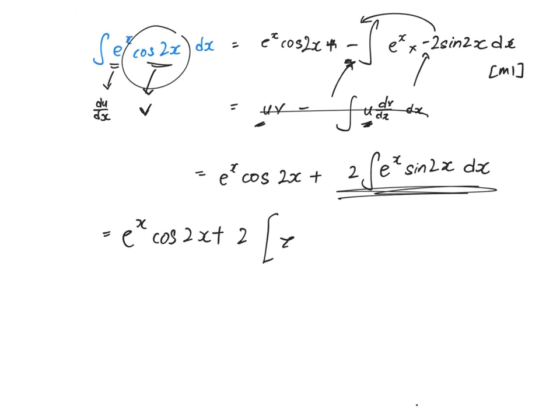I'll put e^x sine 2x. So I've integrated this e^x to get e^x, and minus the 2 integral of e^x. Okay, so differentiating sine 2x is going to give me 2 cos 2x, right? So it's going to be 2 cos 2x. So I have a cos 2x, I'm going to put the cos 2x inside. I'm going to put another 2 to make it 4 outside.